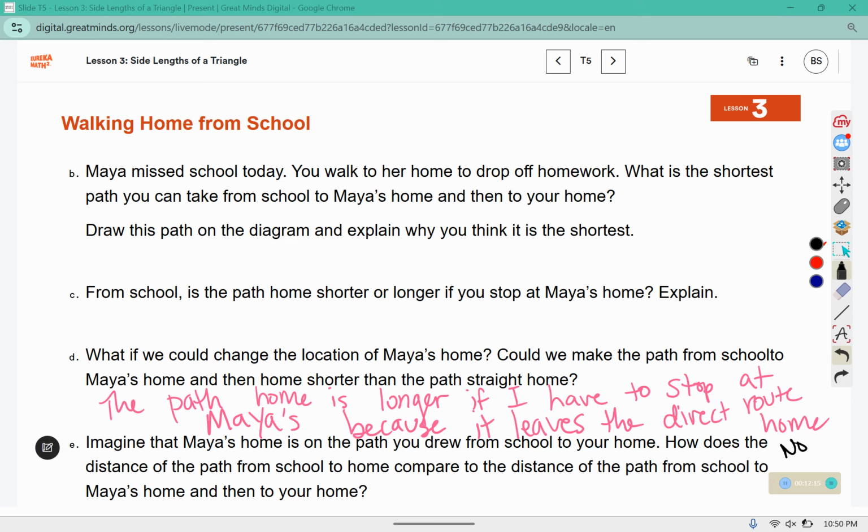E. Imagine that Maya's home is on the path you drew from school to home. How does the distance of the path from school to home compare to the distance of the path from school to Maya's home and then to your home? Let's draw that sketch out again. If Maya's house was on that path, then the path to Maya's house and then from Maya's house to home would be the same distance.